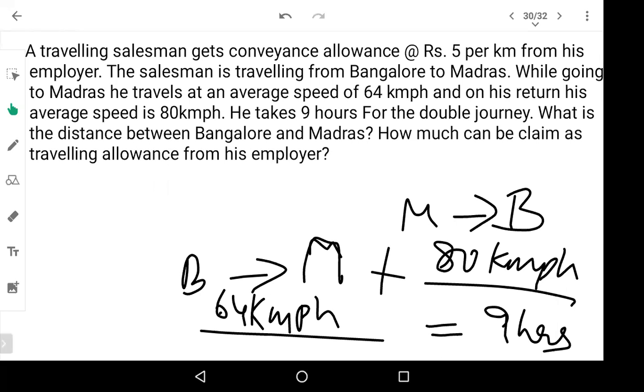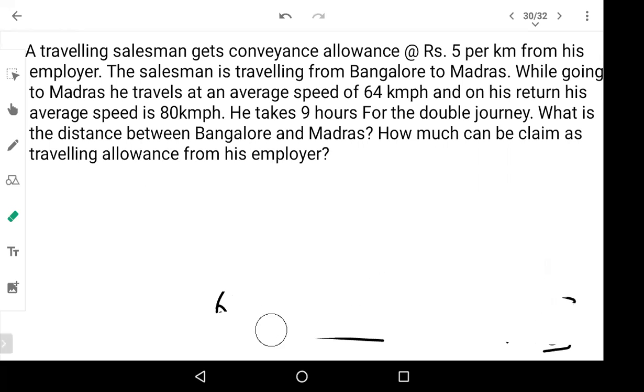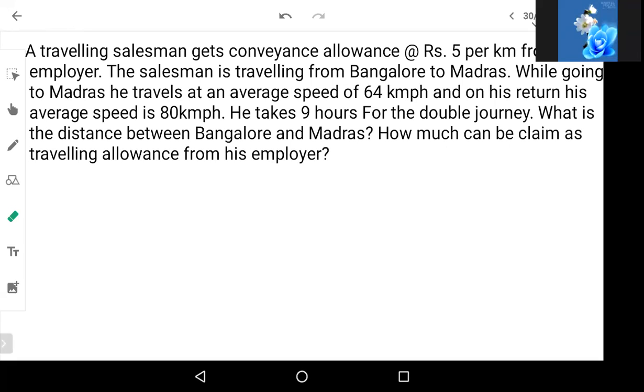So did you all understand the question? Any doubts in the question part before we start the derivation? Everybody understood the question? Okay, so let us start the derivation.